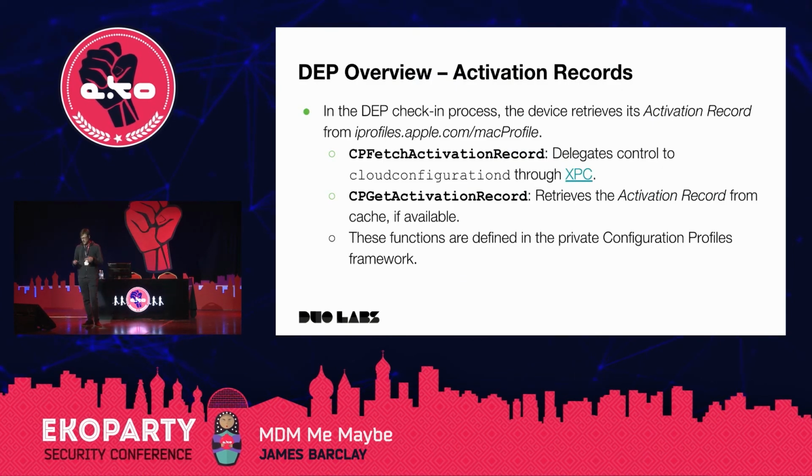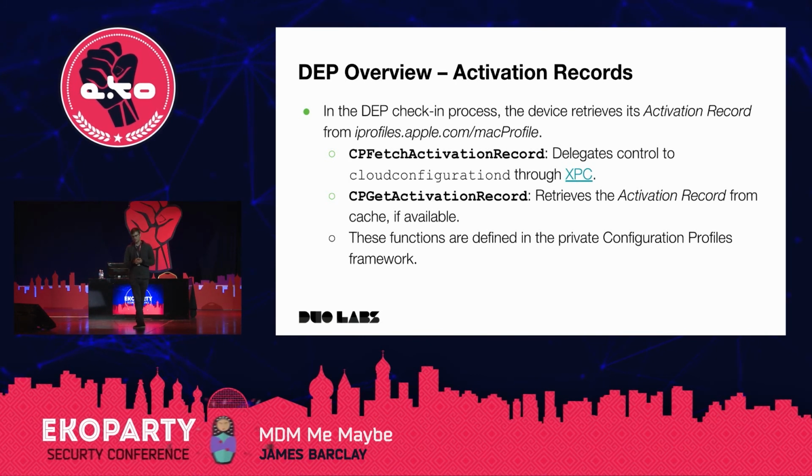So I'm going to talk a little more about activation records. During this DEP check-in process, the device is going to retrieve this activation record from this URL, iprofiles.apple.com/macprofile. The two functions that are responsible for this are CPFetchActivationRecord and CPGetActivationRecord.